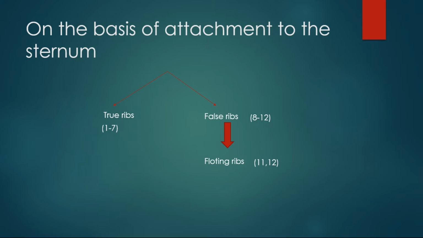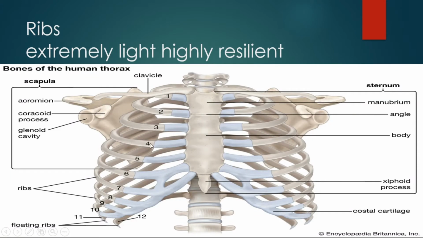Let me show you how. This is rib 1, 2, 3, 4, 5, 6, 7. All the 7 ribs are attached to the sternum with their own costal cartilage. You have to arise from the thoracic vertebrae and attach to the sternum with your own costal cartilage to be a true rib. This is the definition of a true rib. But what is the false rib?